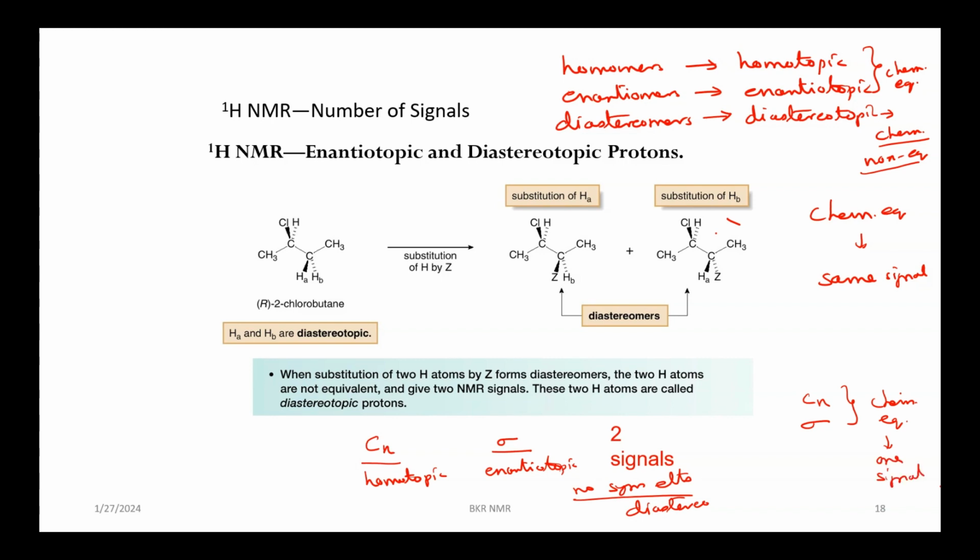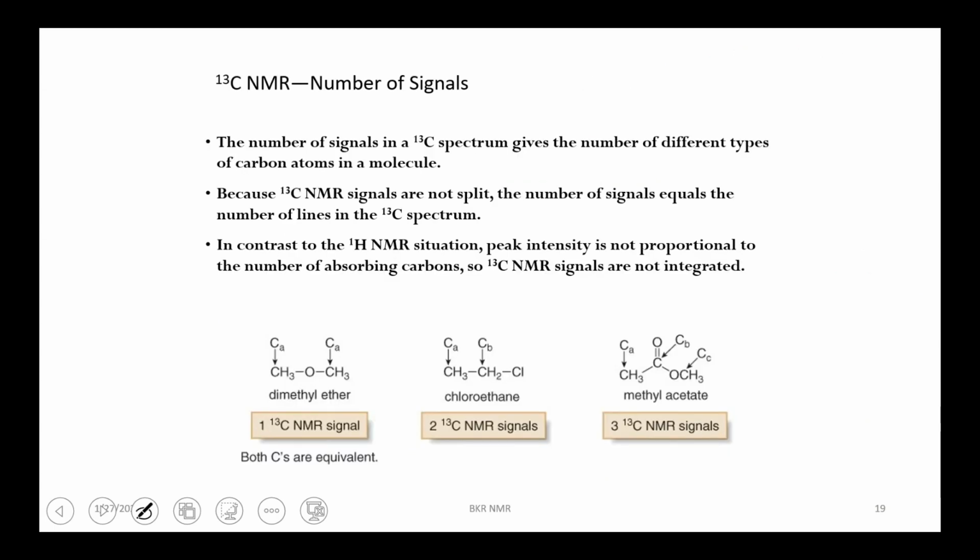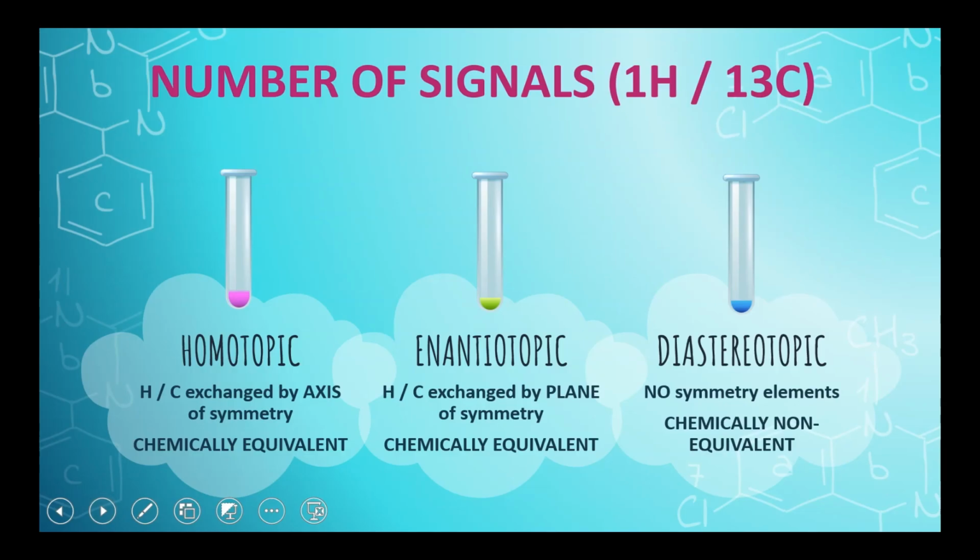So hydrogens which are overlapping by sigma plane or they are exchanged by the axis of symmetry, they'll give you a similar signal or one signal. They are chemically equivalent. Keep this in mind. It becomes, carbon signals are very similar to that of the proton. Here I'll get only one signal because they have the same environment. Here I'll get two signals. Here I'll get three signals. So that's what we have seen already.